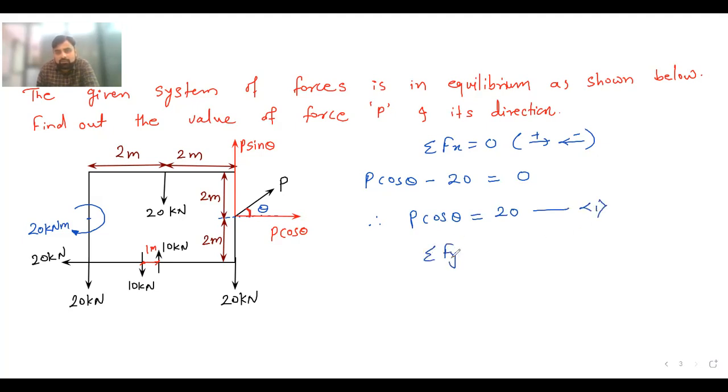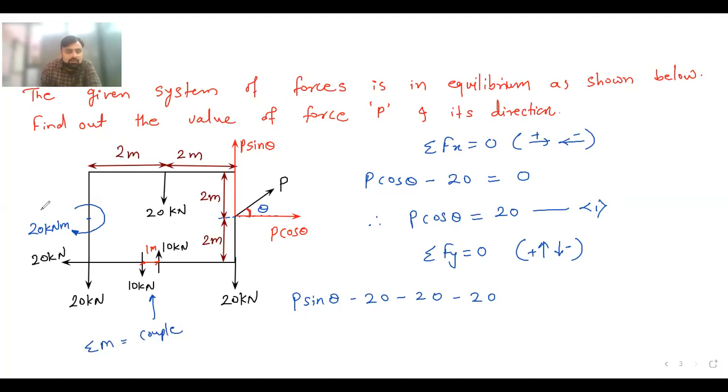Now apply summation fy equal to 0. So in that upward forces are positive and downward forces are negative. So here it is p sin theta which is moving upward positive minus 20 and minus 20. Okay, there is no any other force. Don't consider this couple. This is couple. Couple should be considered in the equation of summation m. Also this moment should be considered in the equation of summation m. Don't consider couple and moment in the equation of summation fx and summation fy.